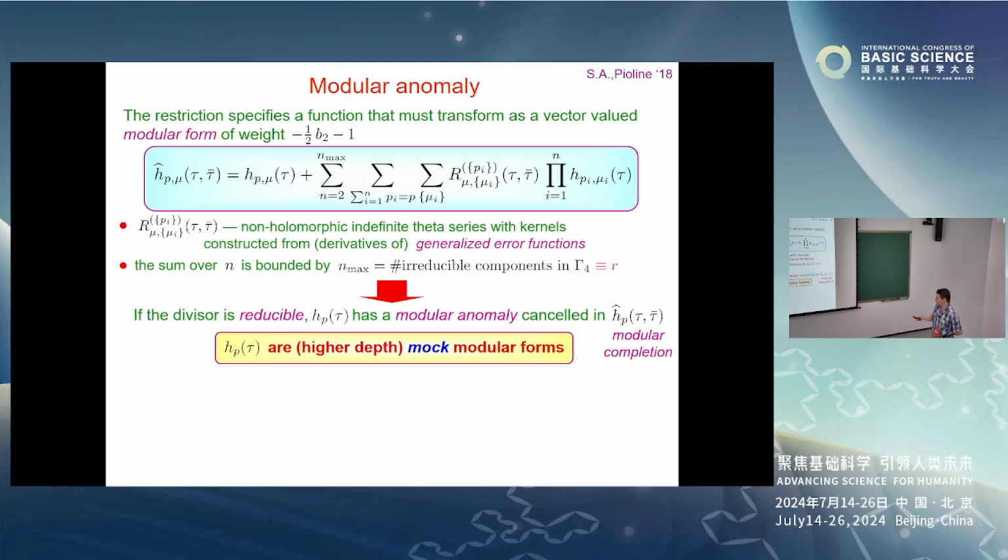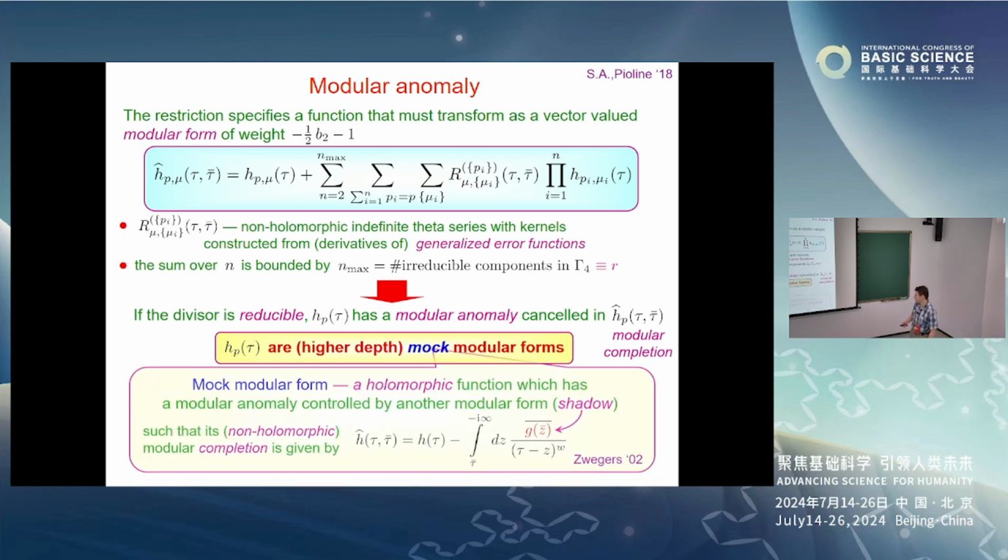Okay, and mathematically all this means is that if the divisor is reducible, which means that n max is larger or equal to 2, then there is this term, which means that this function is not modular. It has a modular anomaly, but this modular anomaly is cancelled by this second term. And in this case, we call this function h hat the modular completion of the original function, and the original generating function is nothing else but a mock modular form, or more precisely, high depth mock modular form, where the depth is determined by this small r.